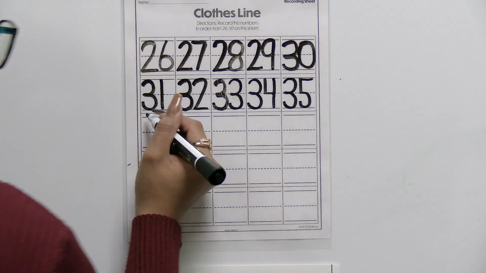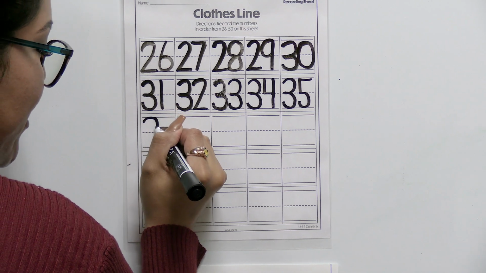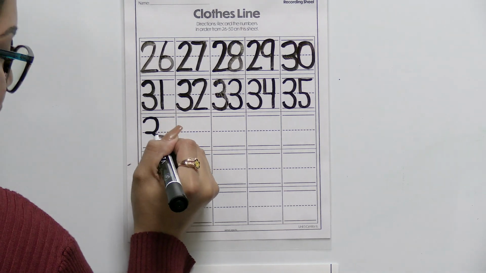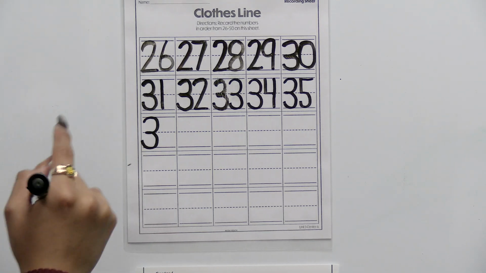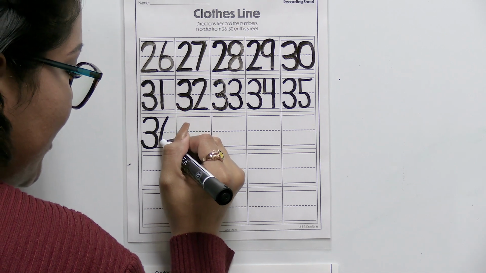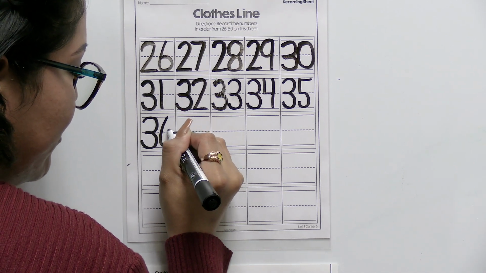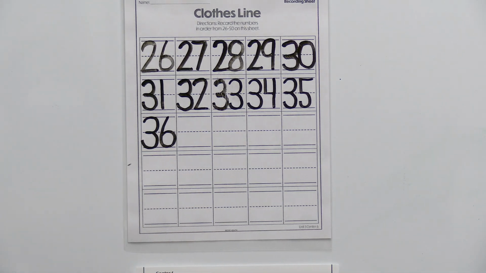36. So let's write the number 36, starting with 3. We're going to loop, come to the middle line, stop, and then loop down to the bottom. 3. Now let's write number 6. So we're going to start at the top, and then come down, and then make a half circle, and then stop at the dotted line. 36.